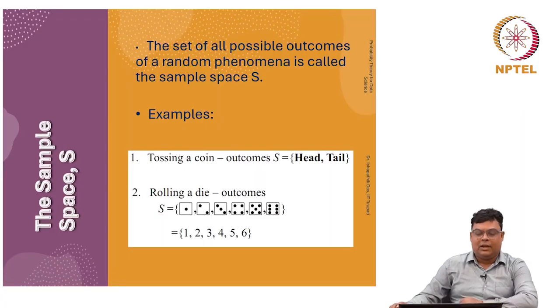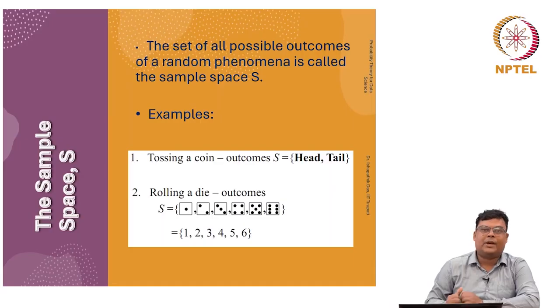Let us discuss this sample space. What is sample space? Whenever we are doing a random experiment, that means this phenomenon we are repeating in our lab, we know that all the outcomes of this phenomenon, that random experiment whenever we are doing, all possible outcomes of a random phenomenon or random experiment, it is called the sample space.